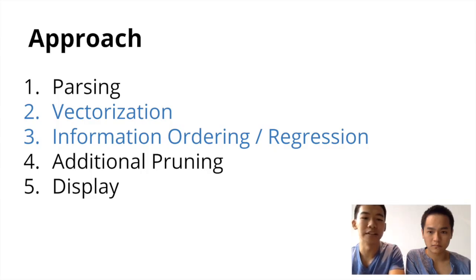Number four is pruning of the sentences. After we sort the sentences by importance, we can shorten each sentence further by using natural language processing to get rid of adverbs and stuff like that. And the fifth step is taking these sentences and displaying them back in the correct position in the original email so that it doesn't disrupt the flow of the email.